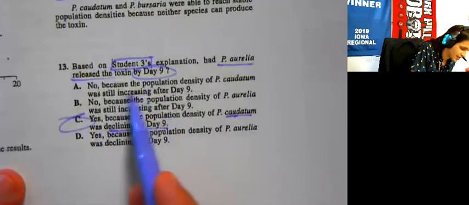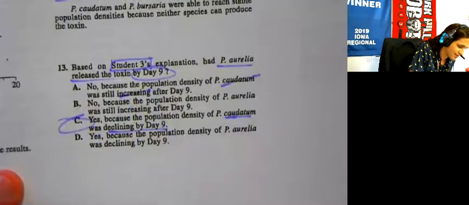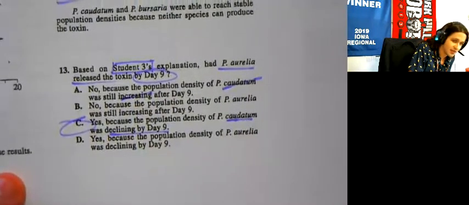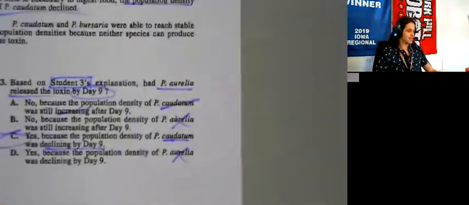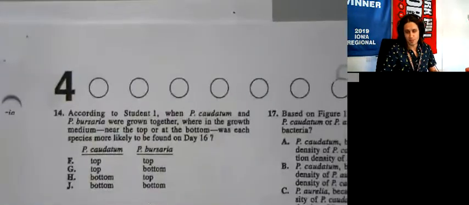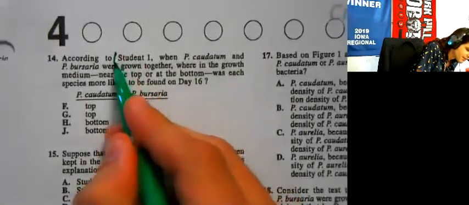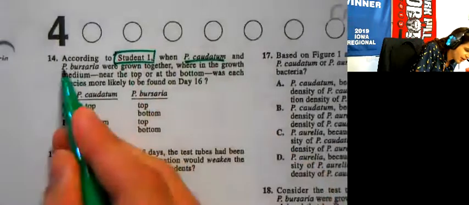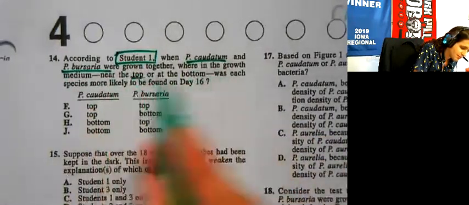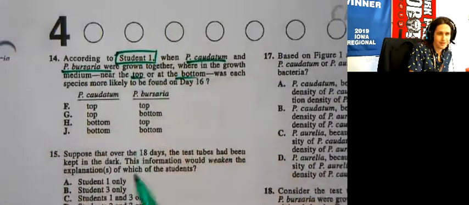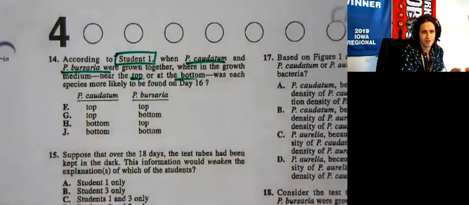Could have crossed out A because it said caudatum was increasing. And aurelia is the thing that's releasing the toxin. That shouldn't be going down or going up. That one's not as important. Number 14, according to student 1, great, so it tells me where to look. When P. caudatum and P. bursaria were grown together, where in the growth medium, near the top or the bottom, was each more likely to be found? Okay, what do I know? I might search for top or bottom.